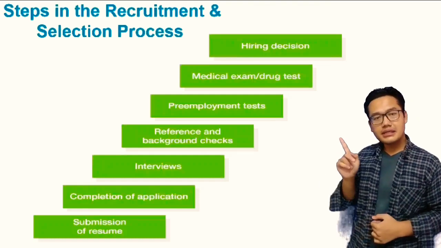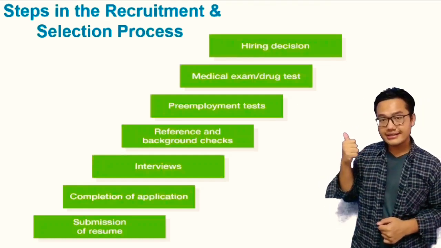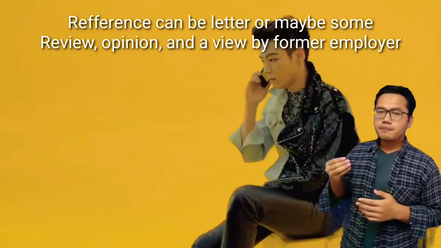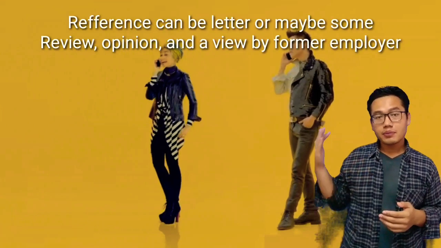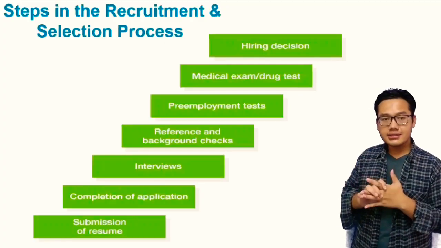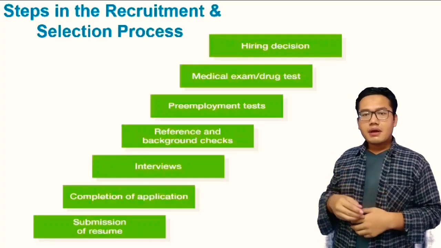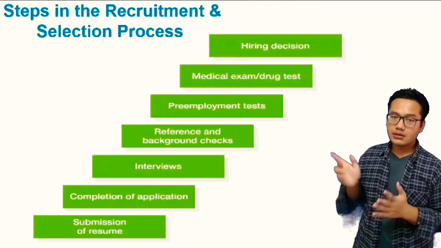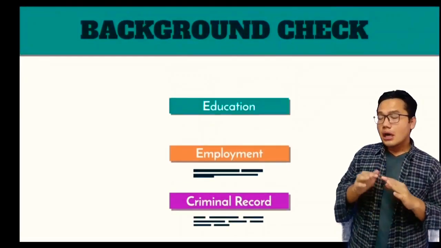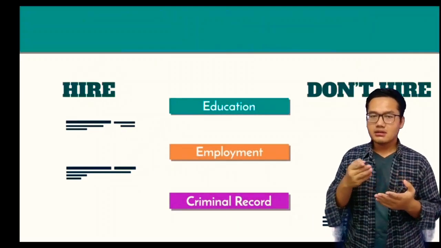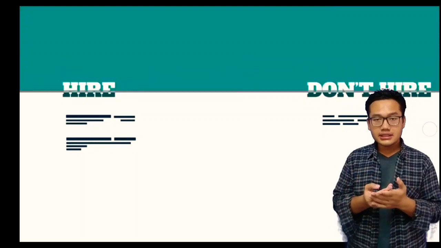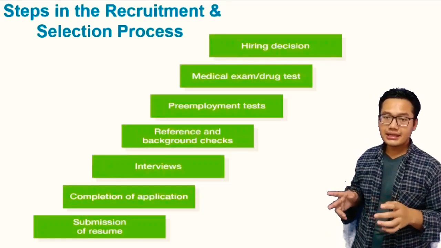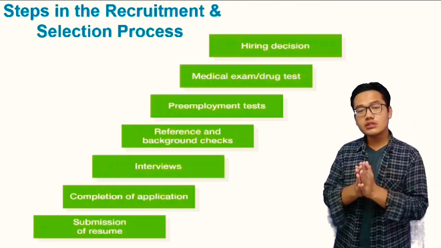Then the next step is to check references and do a background check. References are from former employers, and we can check them by phone, internet, or maybe letter. Then a background check. A background check is to understand the applicant's record, like criminal record, employment history, and other past activity. This check is to make sure that no possible issues appear in the future from the applicant.